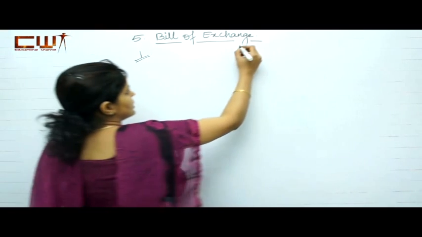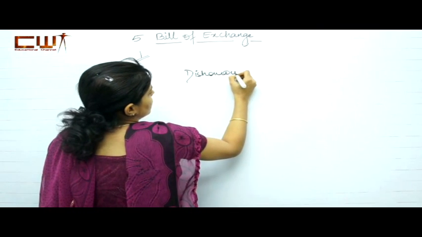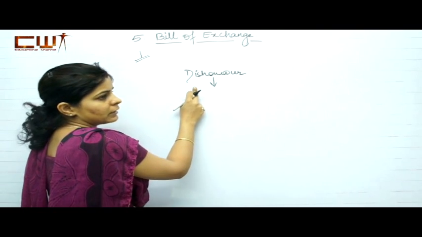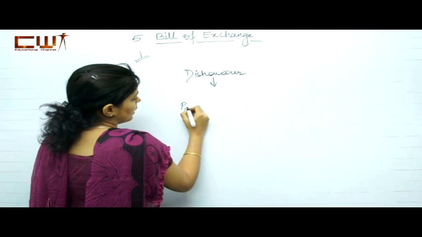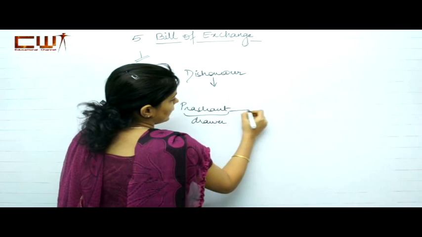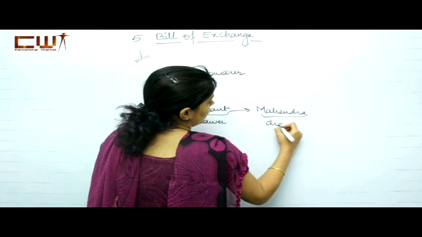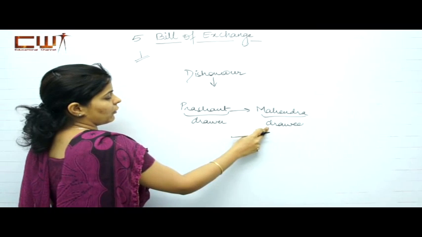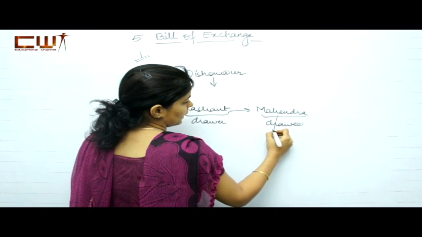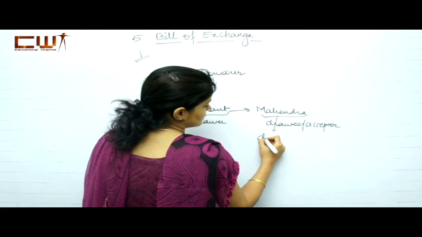See, there is another term which has come into the picture, and that is known as dishonor. Dishonor means when you are asked to do something and you are not doing the thing, you are dishonoring that. So Prashant is the drawer of the bill, and he has drawn the bill upon Mahendra, who is the drawee of the bill. Now this drawer and drawee, and it is for 3 months, plus you will have 3 days of grace. Now what Mahendra has done, he accepts the bill, so he is also known as the acceptor, but he dishonors the bill.